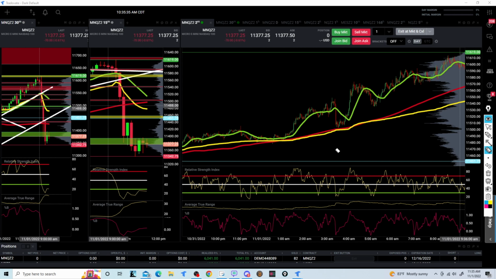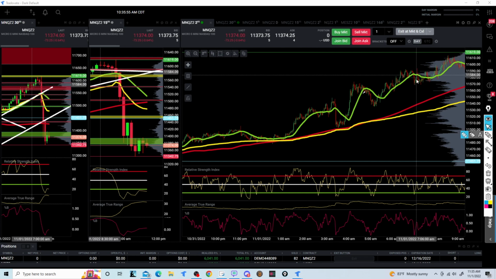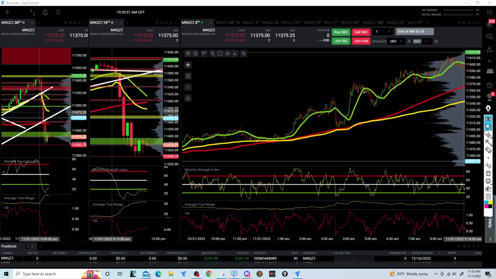So think of it like an anti-magnet, right? When the price gets close to it, pew, it pushes it away. That doesn't mean that you're not going to have areas where it goes right through it, because of course it has to cross it.